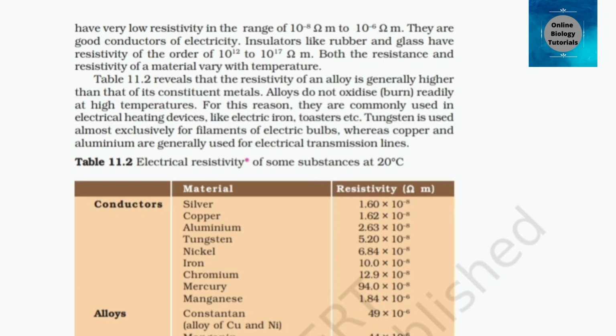Table 11.2 reveals that the resistivity of an alloy is generally higher than that of its constituent metals. Alloys do not oxidize or burn readily at high temperatures. For this reason, they are commonly used in electrical heating devices like electric irons, toasters, etc. Tungsten is used almost exclusively for filaments of electric bulbs, whereas copper and aluminium are generally used for electrical transmission lines.